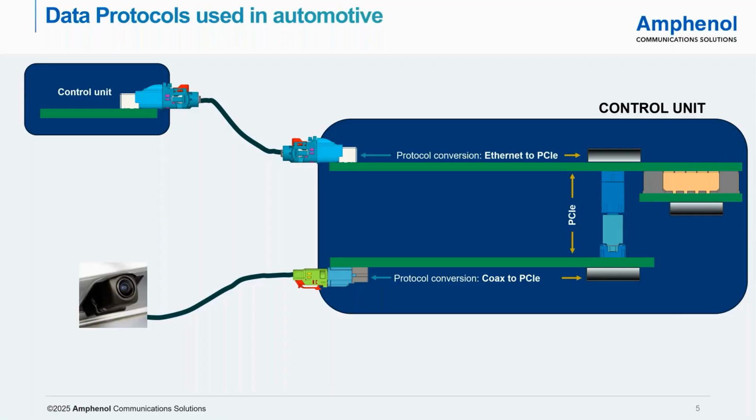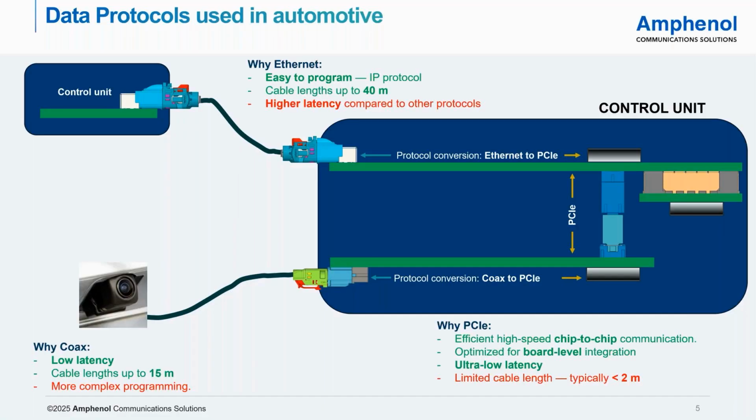I would like to start with looking at the automotive architecture for data connectors, where we see that there is a data connection inside the control units, which is using PCI Express. This PCI Express channel from the chipset is translated to Ethernet or to a coax. But why is that? The reason we have these different types of protocols is because PCI Express has a very high-speed chip-to-chip communication. It is optimized for the port. It has an ultra-low latency. The disadvantage is that it goes over a very small length.